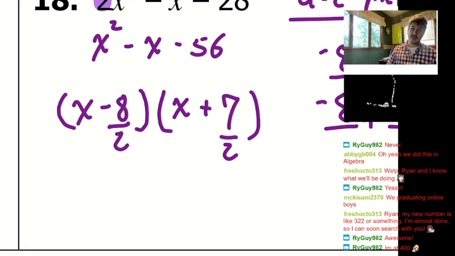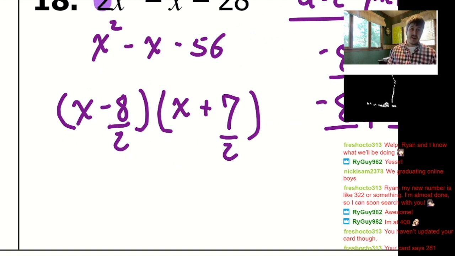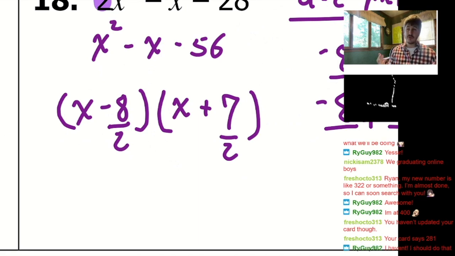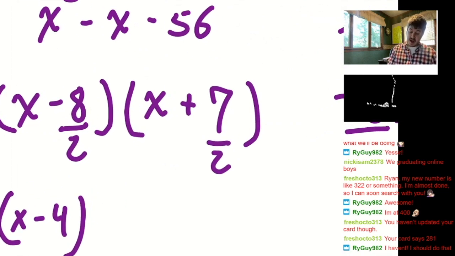And this is where it gets a little strange, if it hasn't been strange already. So look at the numbers that I put over 2. If it divides or reduces, do so. The 8 divided by 2 does work. Because it works, I just reduce and divide like normal. So it's x minus 4. This one does not work. 7 does not divide into 2 evenly.